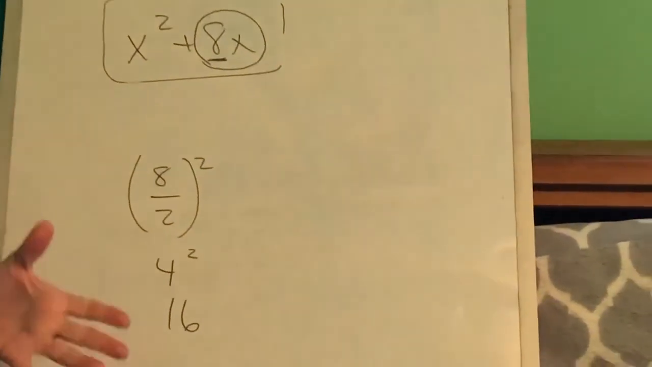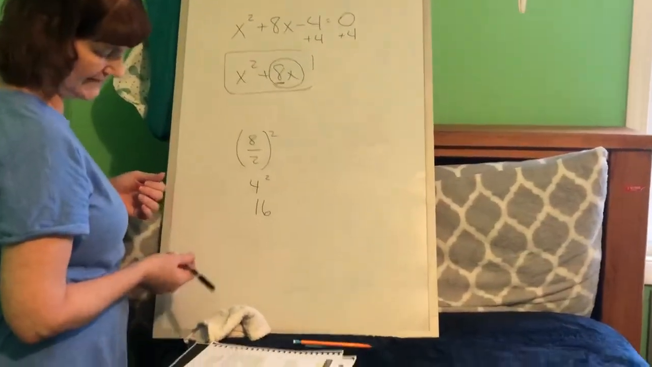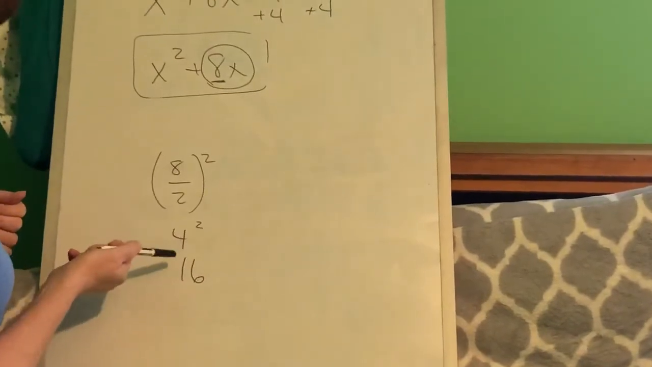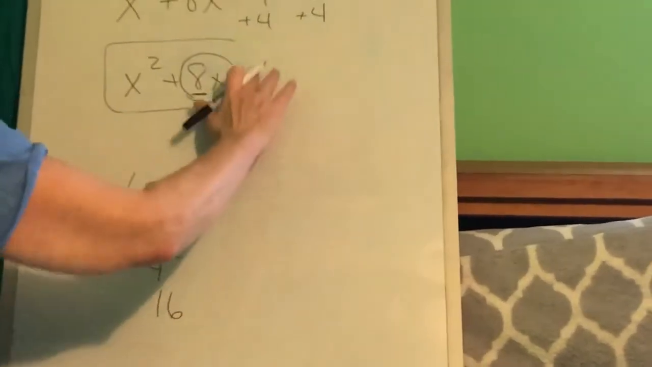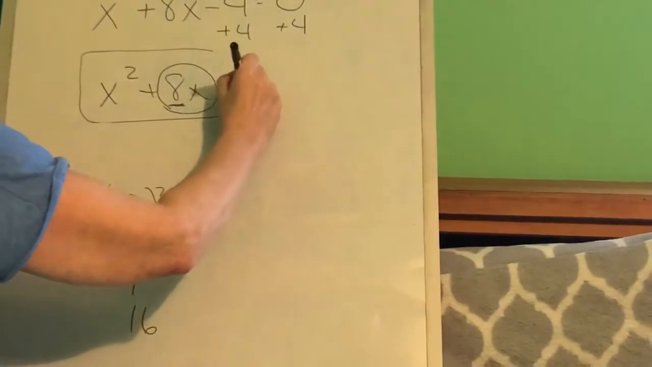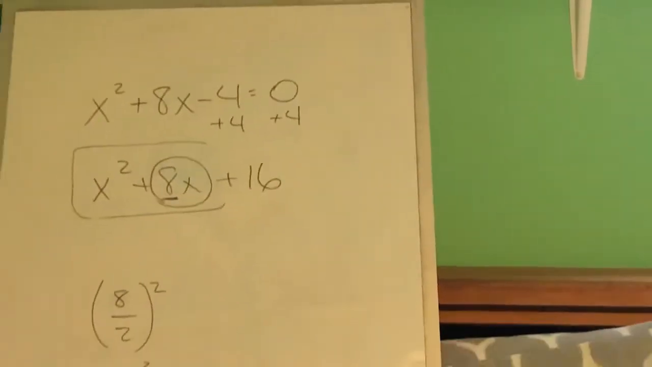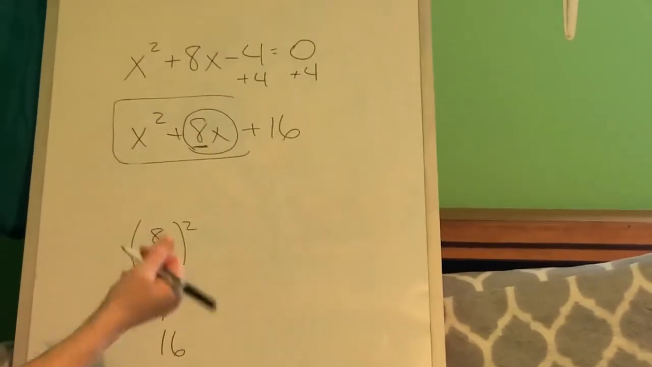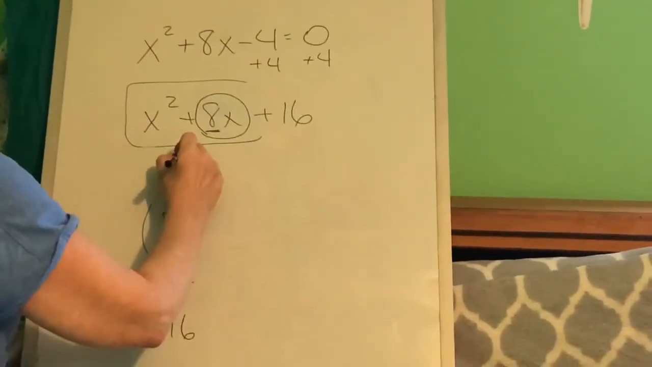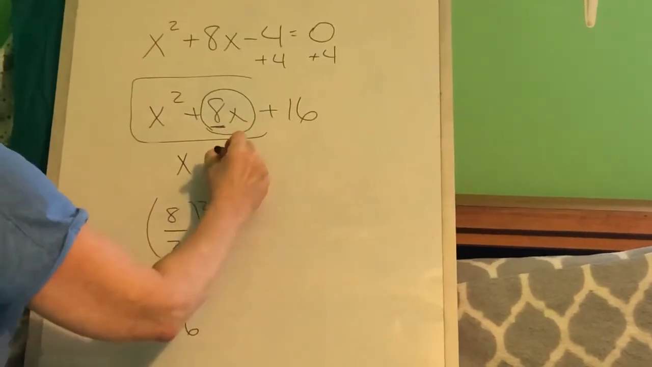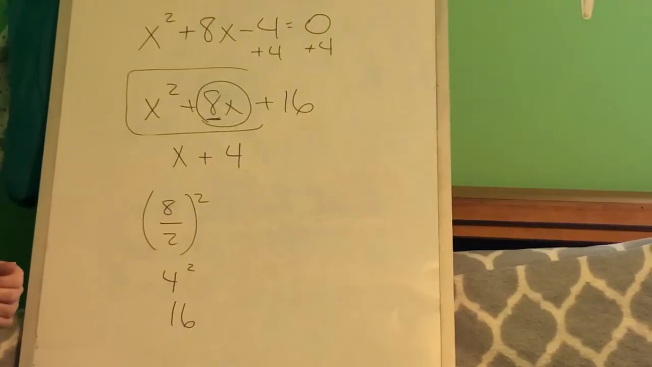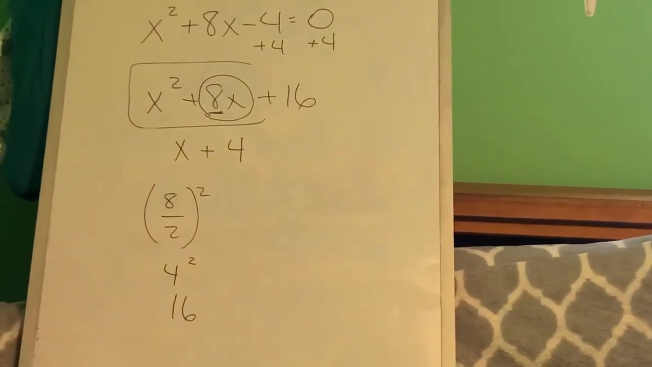I got 16. Well, what do I do with the 16? It tells us in step 3, add the square from step 2, back up here. So we're going to put this 16 and we're going to add it. Now, this is a perfect square trinomial which factors to a binomial squared. We're going to take the square root of the first term, the square root of the last term, and we're going to put the plus sign in. Now today, that's all you're going to do for the entire lesson.